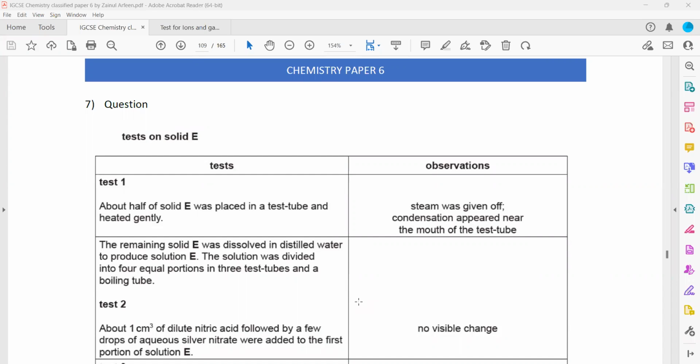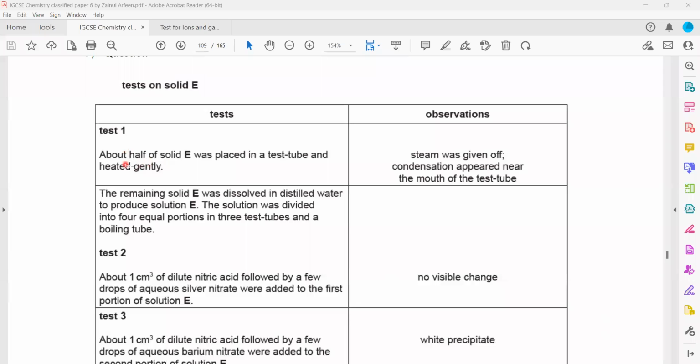So this one is page number 109 for classified paper 6, question 7, topic experimental techniques. The first thing, tests on solid E. The first one: about half of solid E was placed in a test tube and heated gently. Steam was given off and condensation appeared.